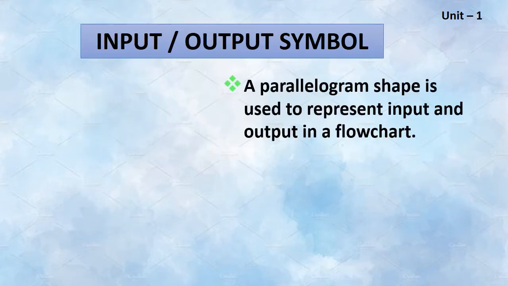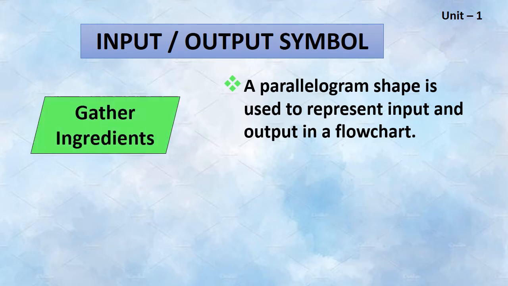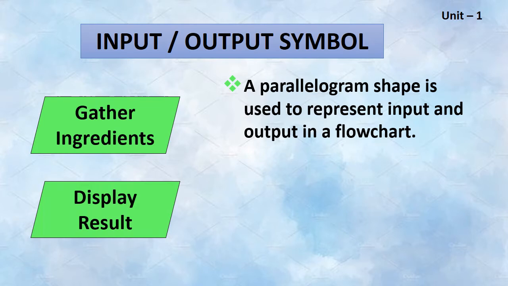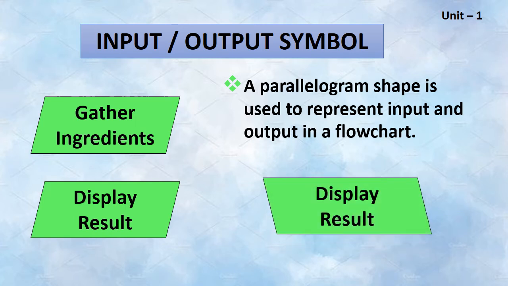A parallelogram shape is used to represent input and output in a flowchart. Gather ingredients. Remember that we have baked the cake and we have gathered some ingredients. That would be your input and it would be represented in a parallelogram. And similarly, display result. For example, we have shown the baked cake in a plate. So that we would have to represent in the parallelogram. Remember one more thing, your parallelogram should be tilted towards the right side because the left side is against the standards.